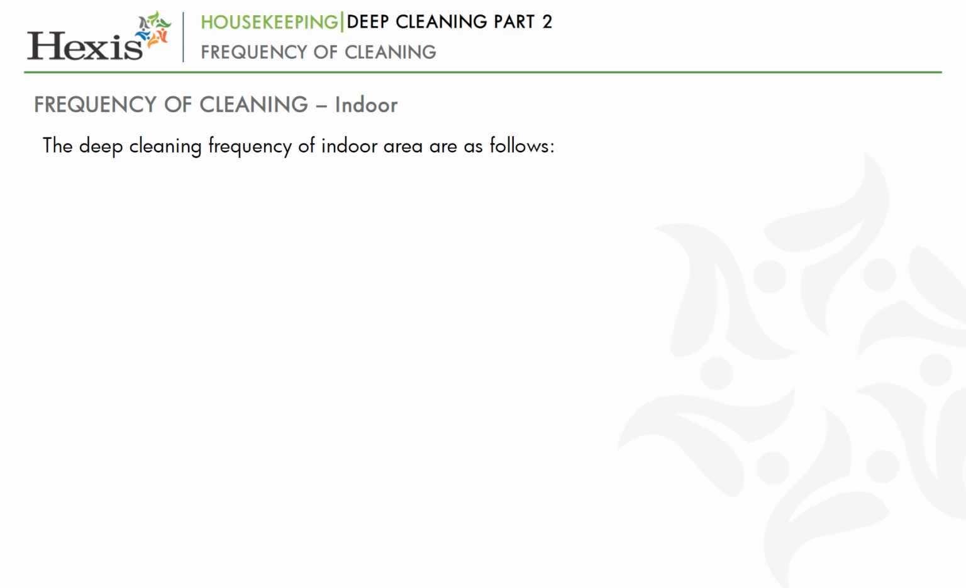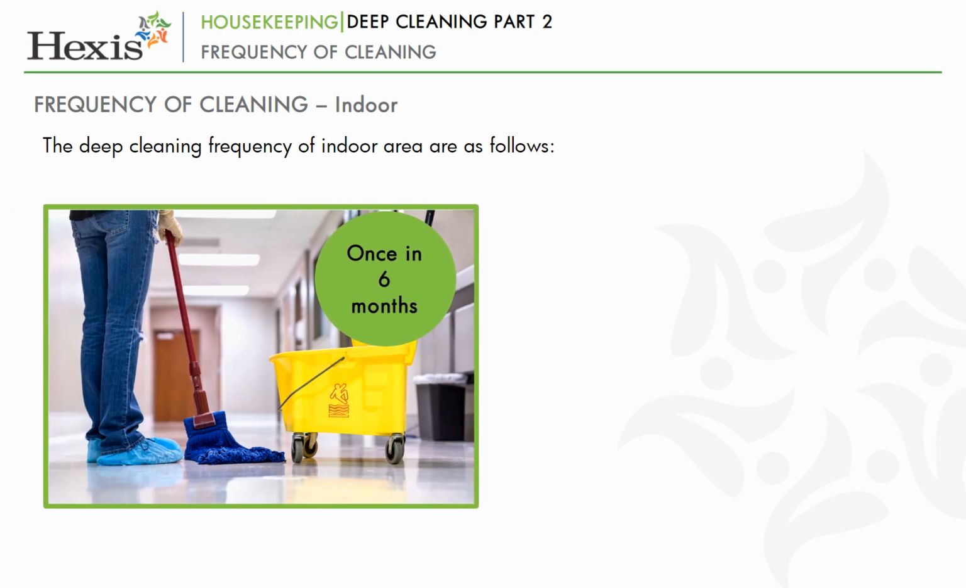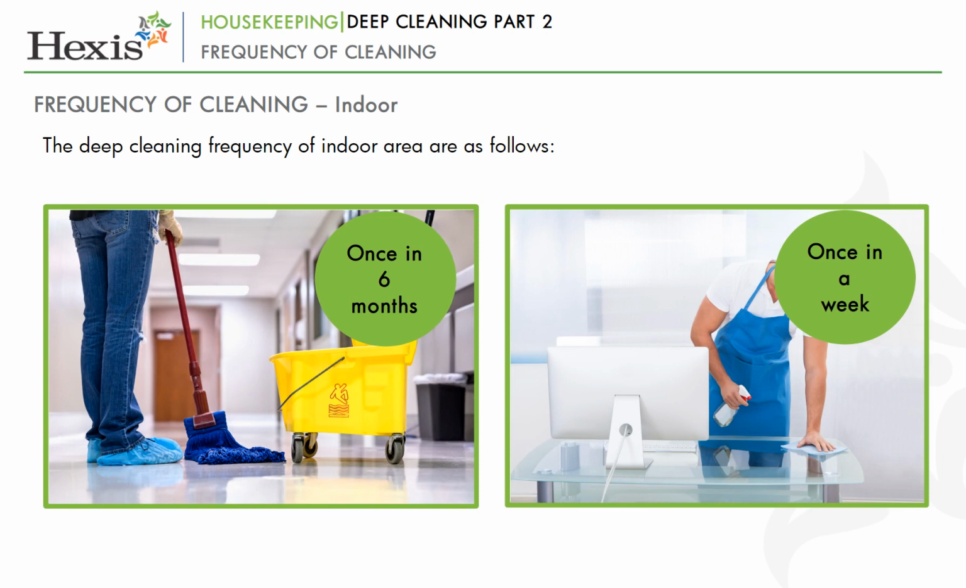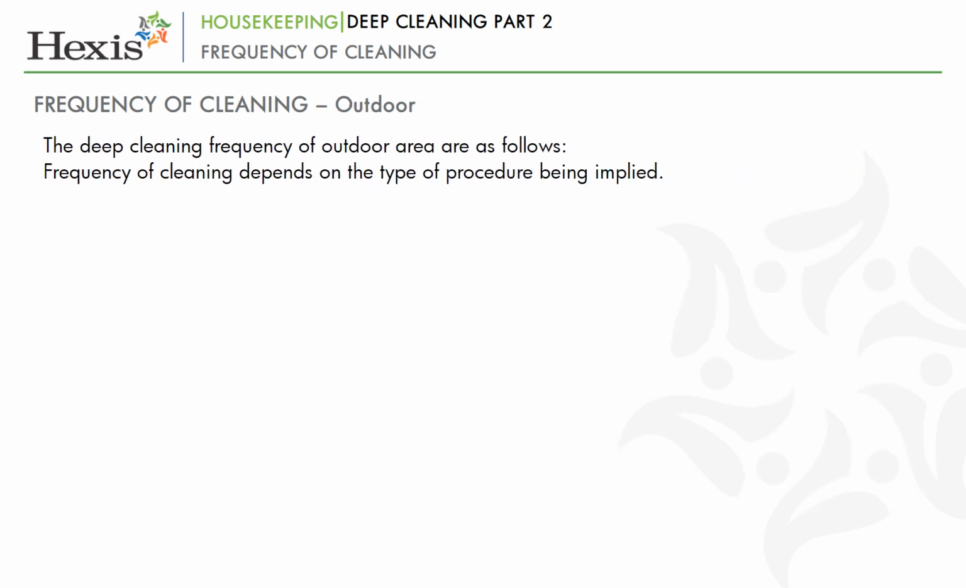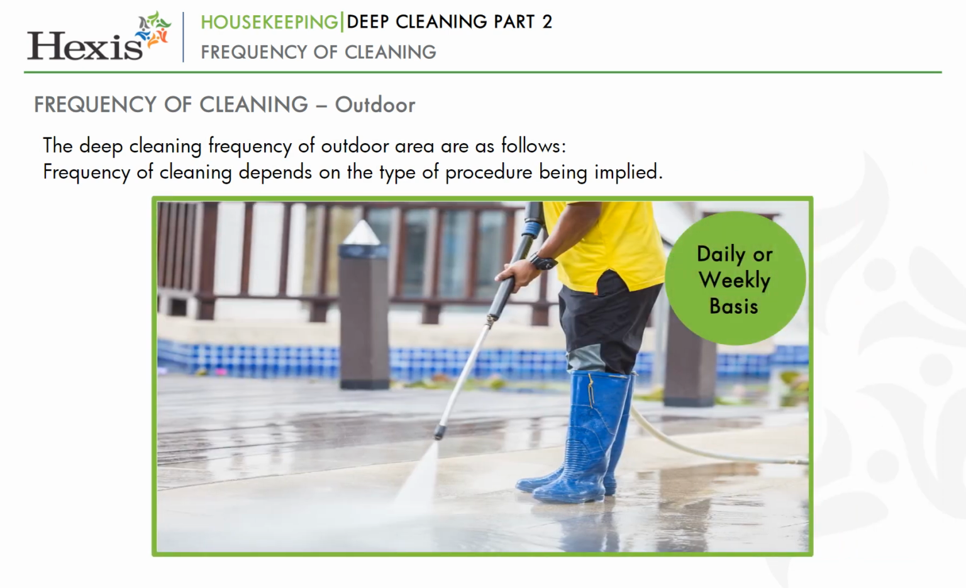Let us now look at the cleaning frequency of deep cleaning of indoor and outdoor areas. The deep cleaning frequency of indoor areas is as follows. Floors are done once in 6 months to a year, depending on wear and tear. Workstations are done once a week. The deep cleaning frequency of outdoor areas is as follows. Frequency of cleaning depends on the type of procedure being employed. The frequency either changes from a daily basis to a weekly basis, beyond which it causes uncleanness in the area.